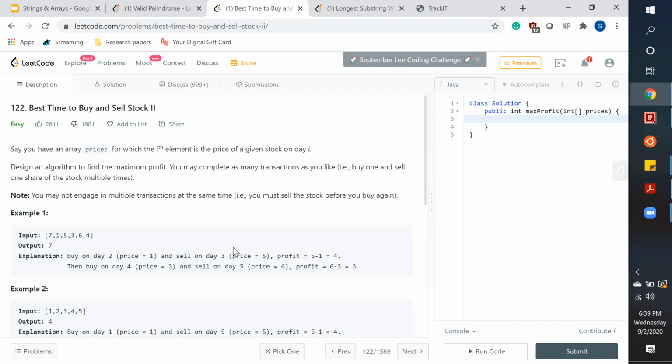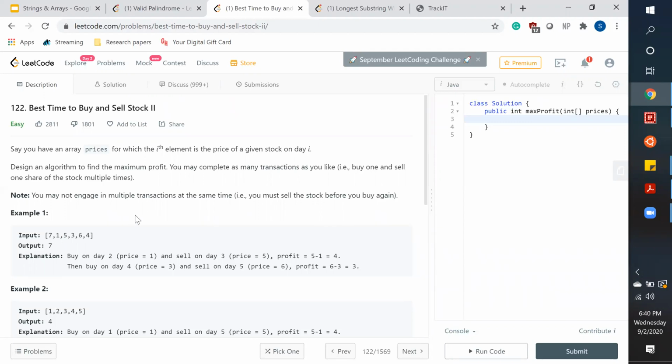Whenever I want, I can buy a stock. Whenever I want, I can sell a stock. There's a note saying you may not engage in multiple transactions at the same time. You must sell before you buy. So I can't buy at 1, buy at 5, buy at 3, and then sell all of them at 6. Once I've performed the buy operation, I have to sell it.